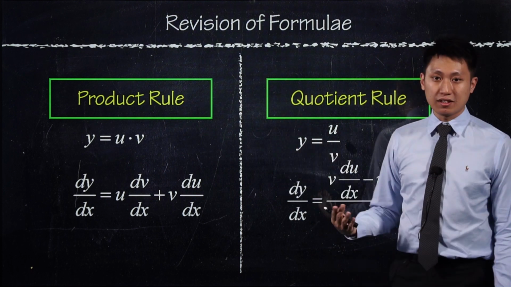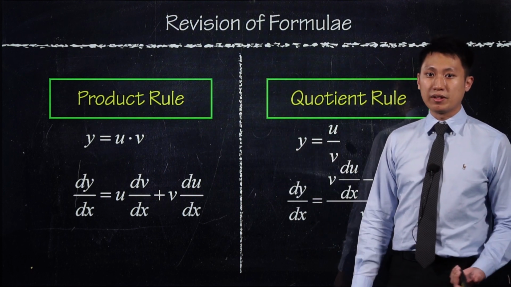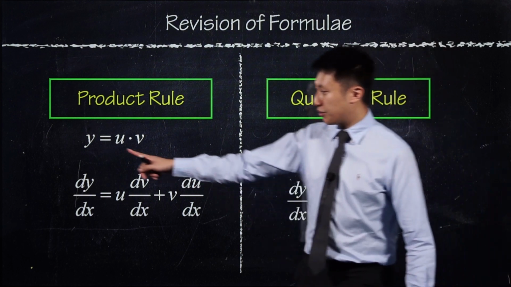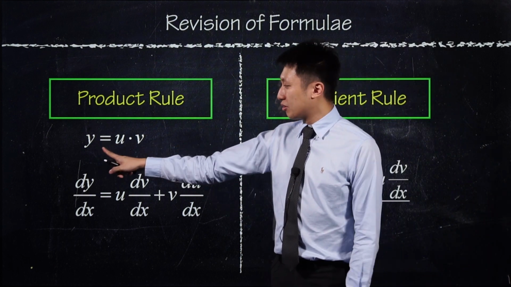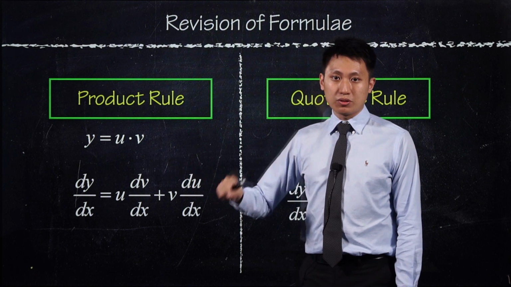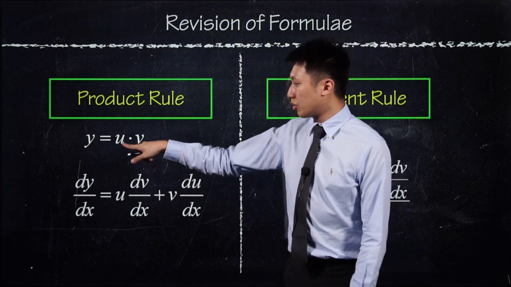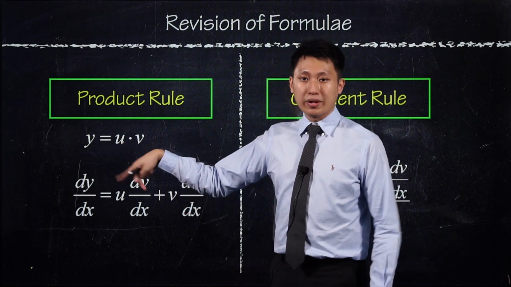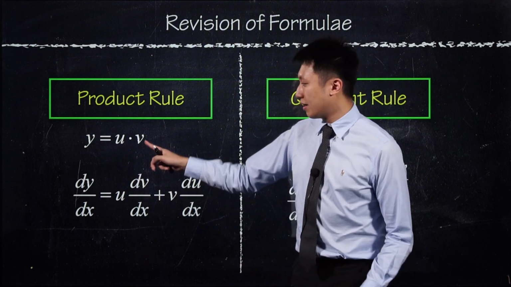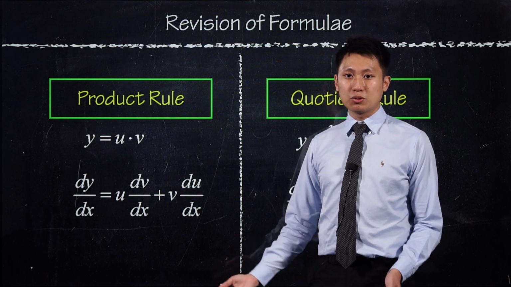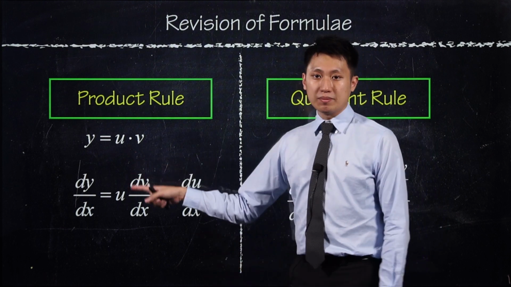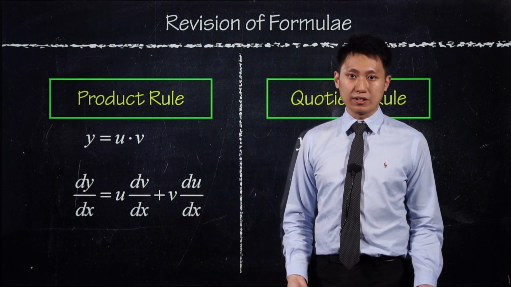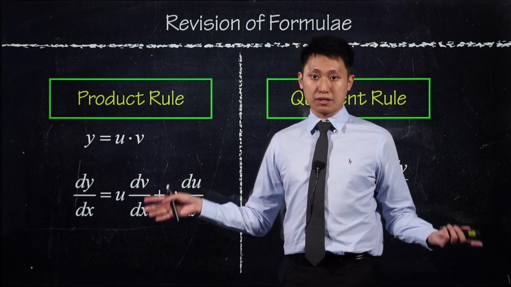It's a revision of the formula because we have done it in the previous lesson. Let y be equal to u times v. Both u and v are functions of x, of course. For example, u is 5x plus 1, v is 1 minus 2x squared. Then you multiply them, and you wonder, how do you differentiate it, instead of expanding it?